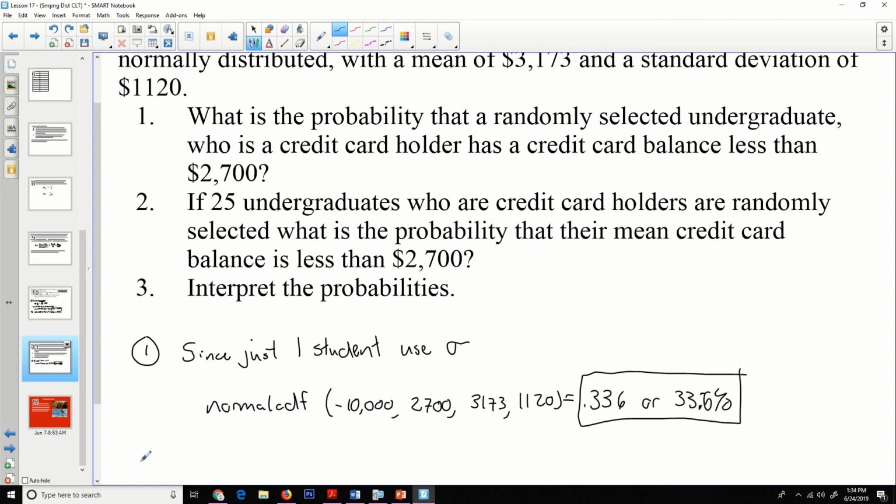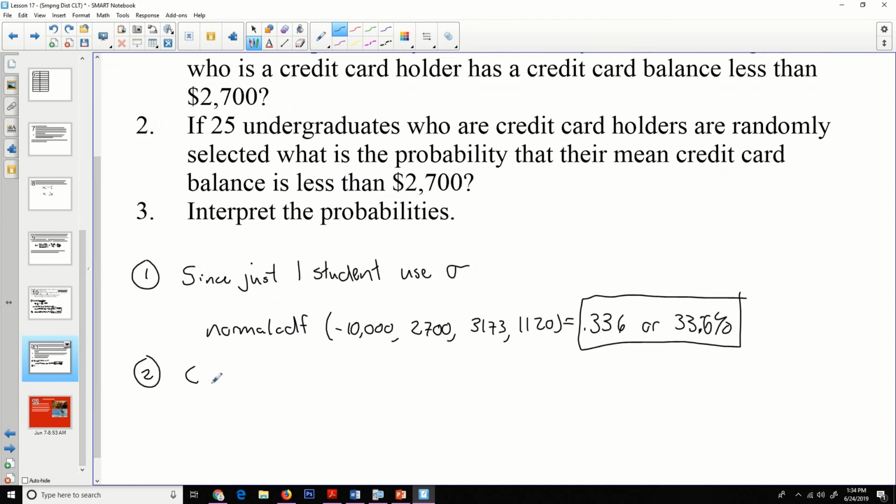Now, the second question, number 2, says if 25 graduates who are credit card holders are randomly selected, what is the probability that their mean credit card balance is less than $2,700? So now they're saying, if I pick 25 students and I actually found out what their credit card debt was and I averaged it, what is the probability that that mean will be less than $2,700? Now, because this is a sample mean, we're going to have to calculate the standard error.